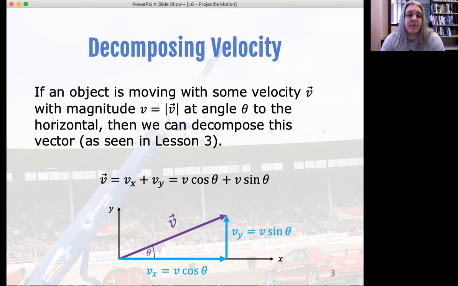So if something starts with some velocity v at an angle theta relative to the horizontal, again, we already know how to decompose this. We saw decomposition in lesson 3. That just means break it down into its 2 component vectors, each one parallel to one of the 2 dimensions that we've chosen, the 2 axes, x and y in this case. So we have Vx is equal to V cosine theta and Vy is equal to V sine theta.